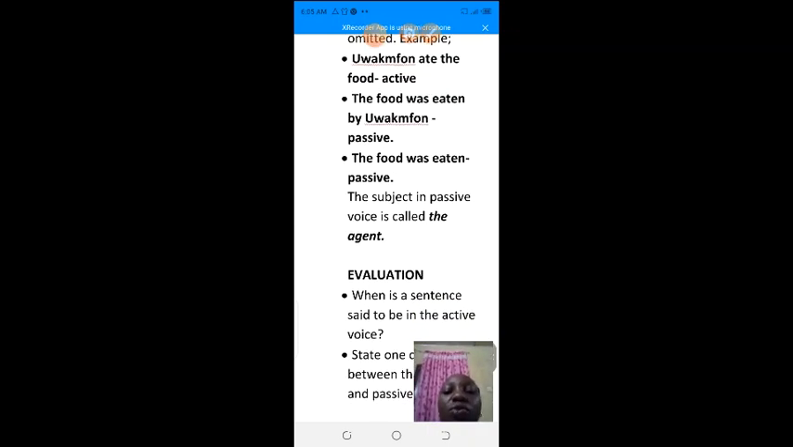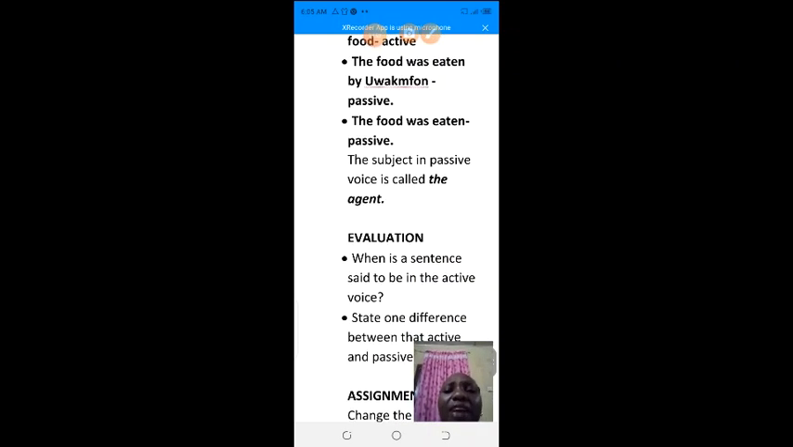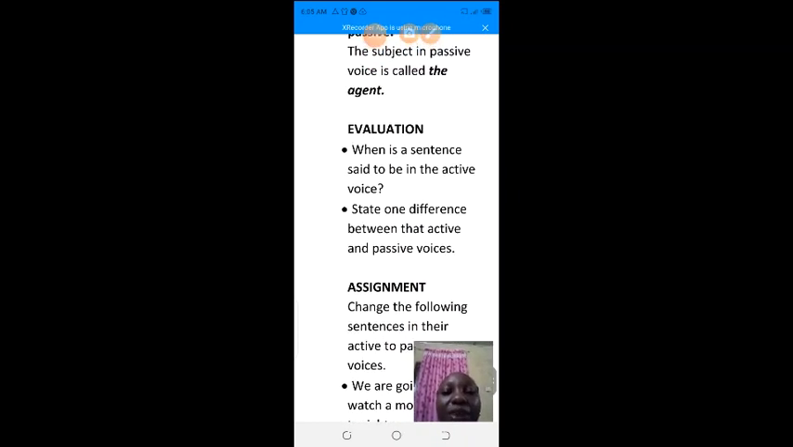And then when the person that carried out the action is not important, like we said, you omit "by" and the subject. So we have "the food was eaten." Maybe the person who ate the food is not important. What is important is the action that was carried out and on what. So, the food was eaten. The subject in passive voice is called the agent.